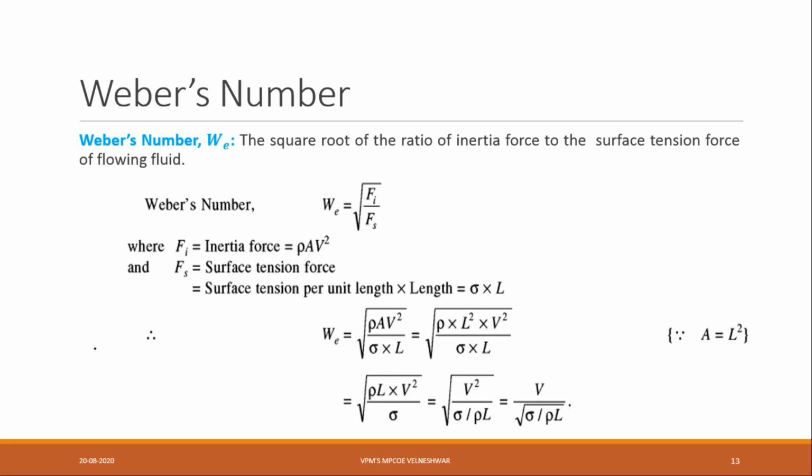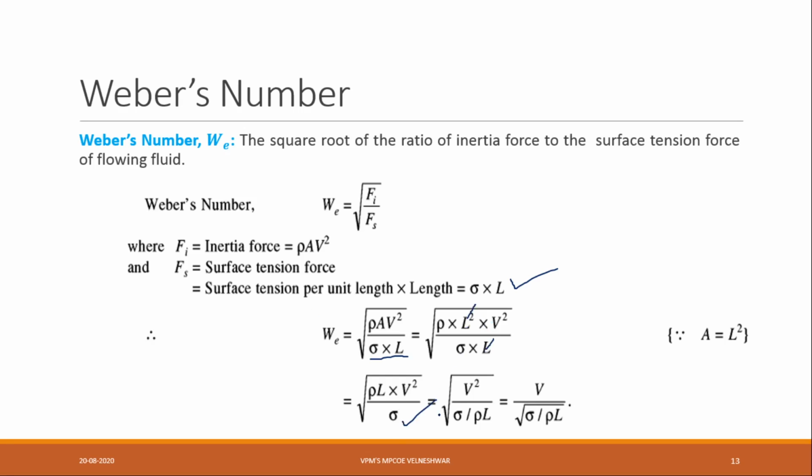Surface tension per unit length into length, that is nothing but sigma into L. I think this sigma into L we have seen in our fluid mechanics 1 itself. Again same: rho a v square divided by sigma into L. Now what is area? Area is nothing but length into length, that is rho into L square into v square. L square cancels, remaining will be rho L v square divided by sigma.